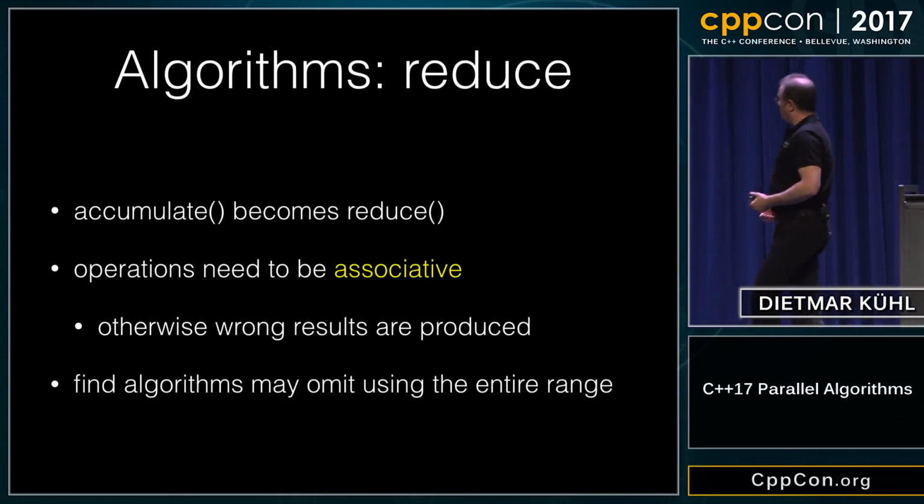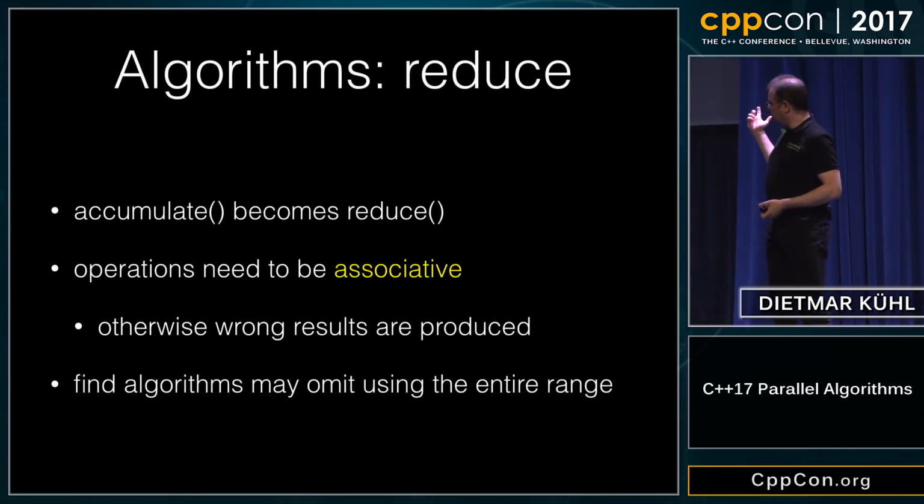There's some changes. Accumulate becomes reduce. I mentioned that. The operations in there need to be associative. Otherwise, you get a wrong result because there's no promise that the operations are done in the same order at all. They can be in a different order. And that's a little bit of a bummer, right?